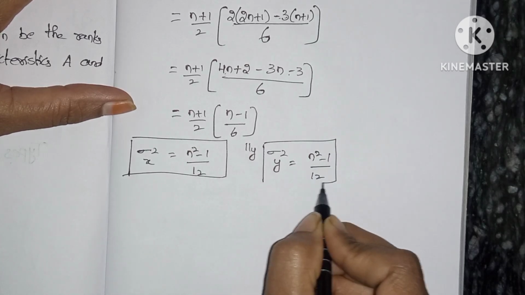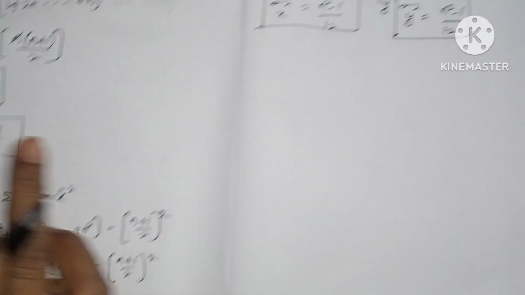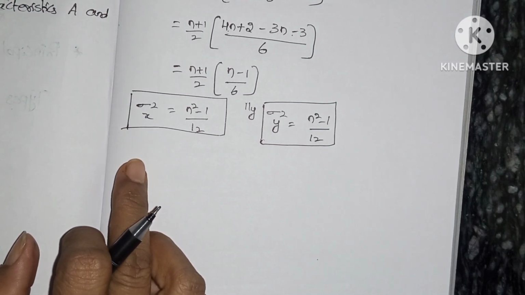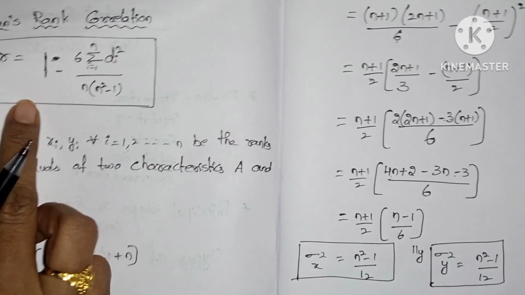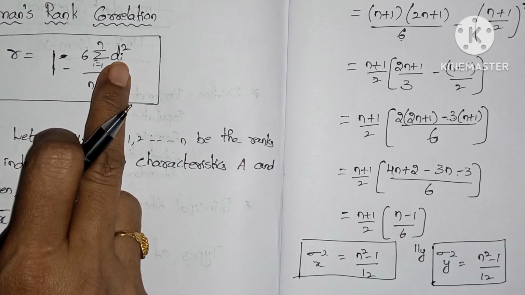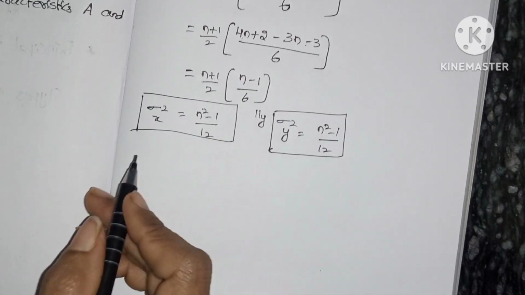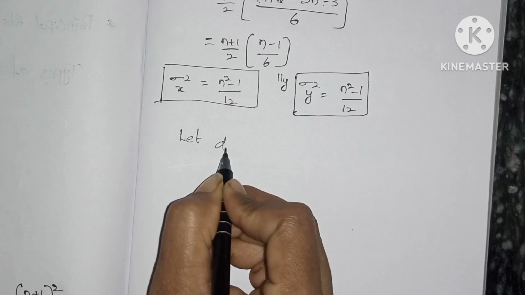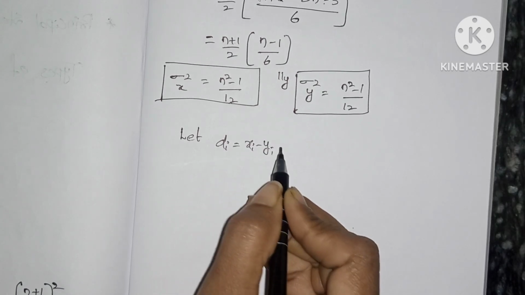Okay? So now what values did we get? The x bar value we got is the same as y bar, and the variances sigma square x and sigma square y also we got the same values. So now what we have to do is derive this formula. In order to derive this formula, we have to get the value d. We all know that d is nothing but deviation. So let di equals xi minus yi, the deviation between two ranks.